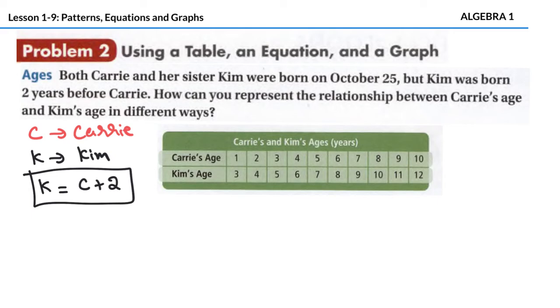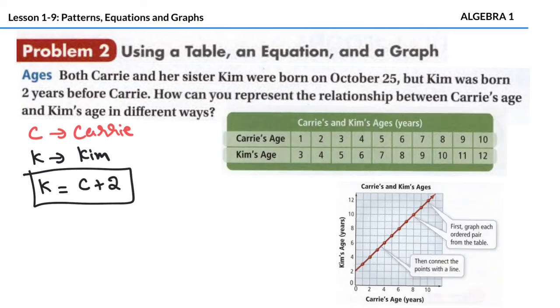Can you see the relationship, how they represent the same thing either in an equation or in a table? If I put Carrie's age as 2, what will be the age of Kim? It's going to be 4, and so on. So we have represented the same relationship in two ways so far, as an equation and as a table. Now, how can we represent this relationship as a graph? Let's check that out. So we can plot the relationship in the form of a graph.